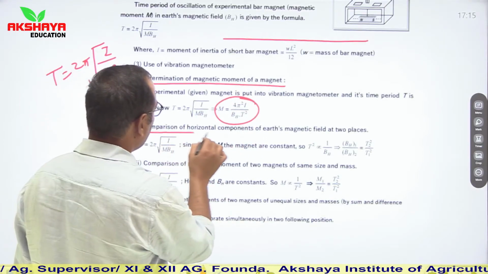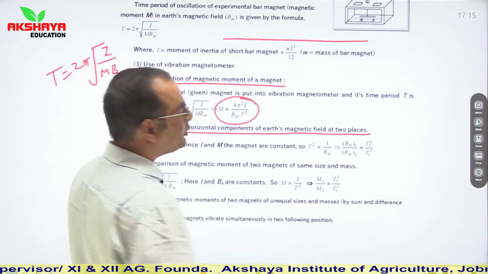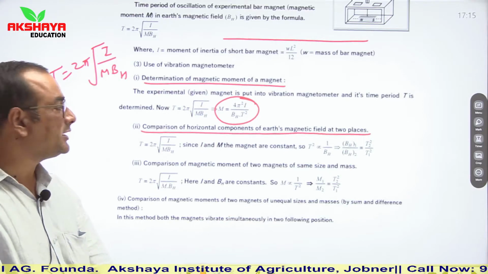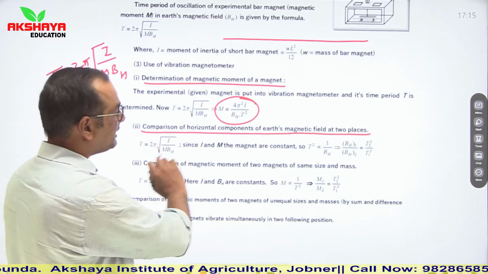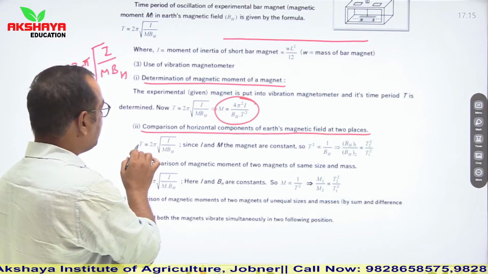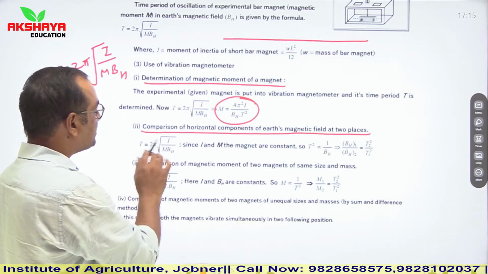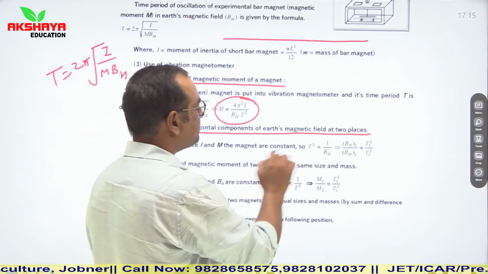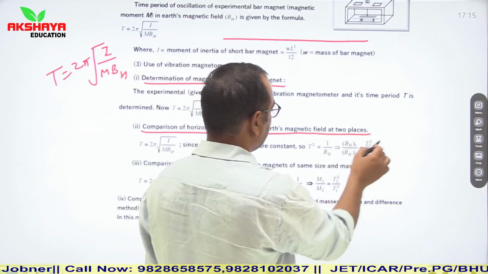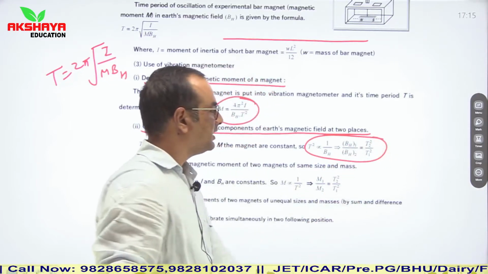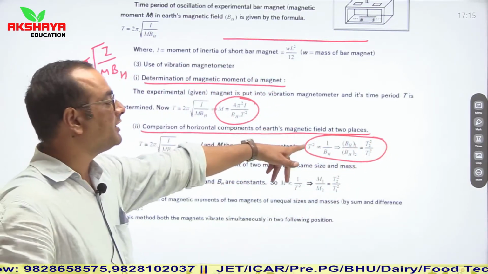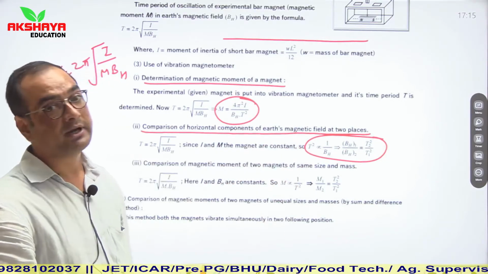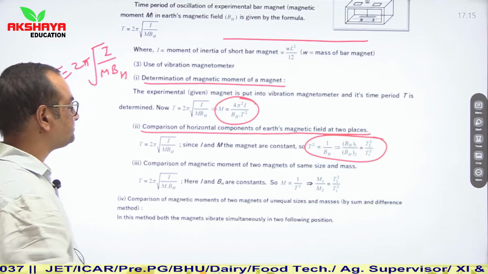If we compare the horizontal component of Earth's magnetic field at two places, then it can be concluded that the time period depends on the horizontal component of Earth's magnetic field. So T square is proportional to 1 upon BH. It can be compared using this relation in terms of time period. At two different positions, the time period will be different, hence the horizontal component of the magnetic field will also vary.